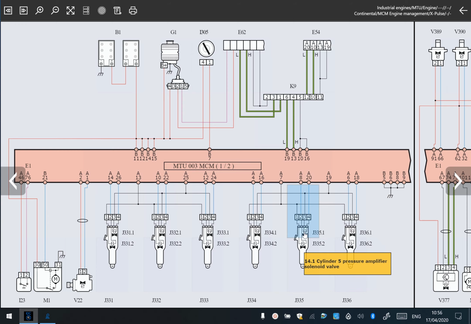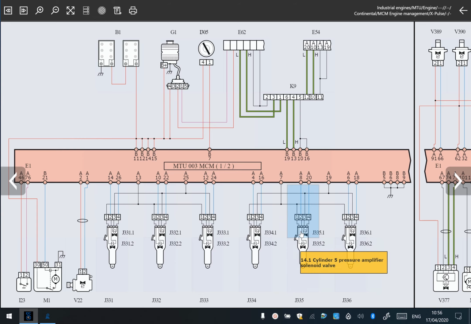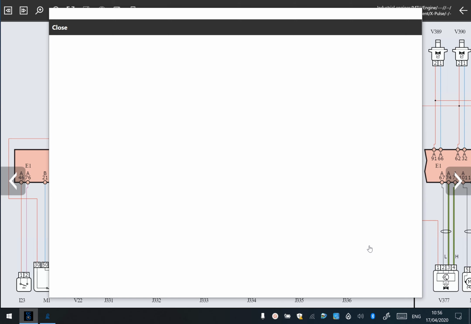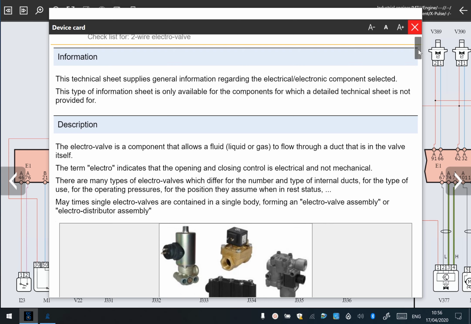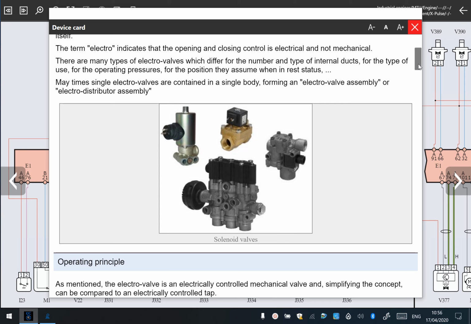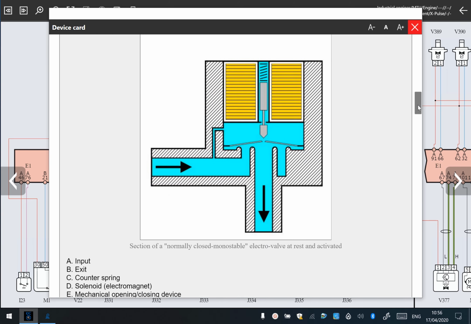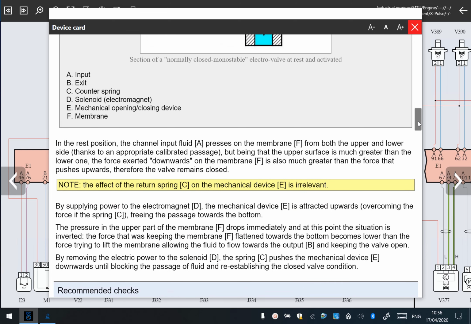Now what you've also got is, by clicking into these items, you will have images but also data cards. So on this one, for example, we have a data card and we have a generic check sheet. So this is something that basically explains a little bit about the component that we're looking at. It gives you information on that, gives you operating principles, tells you how it works. There's a lot of technical information in the system. It's not purely just a fault finding tool.